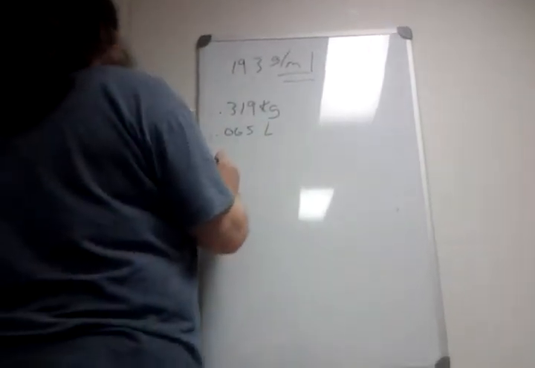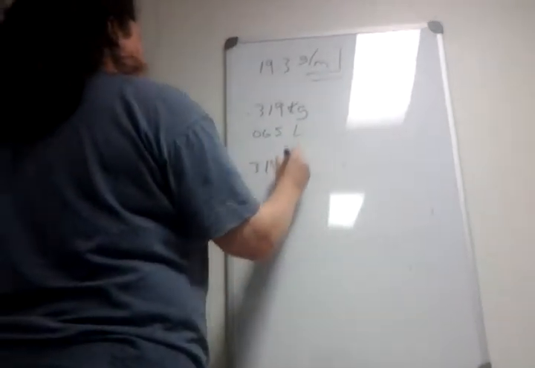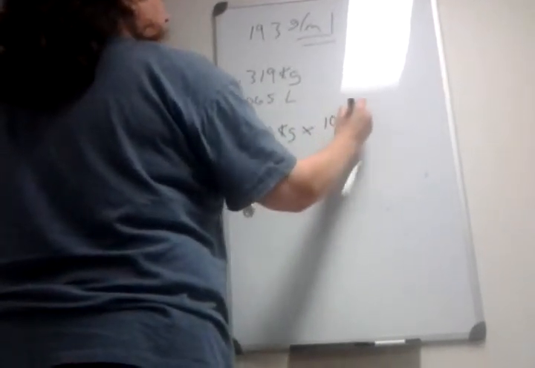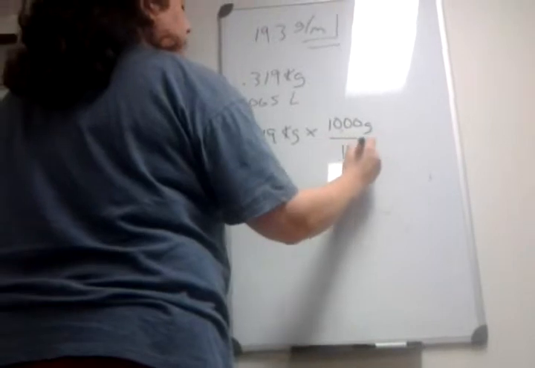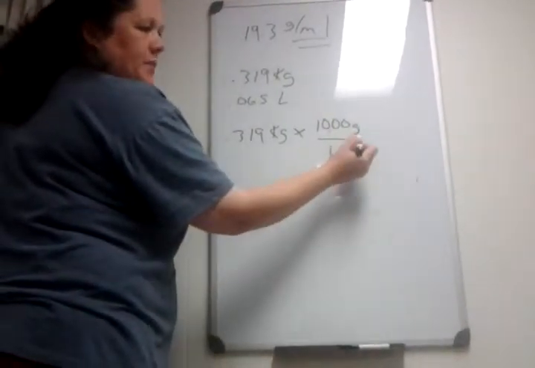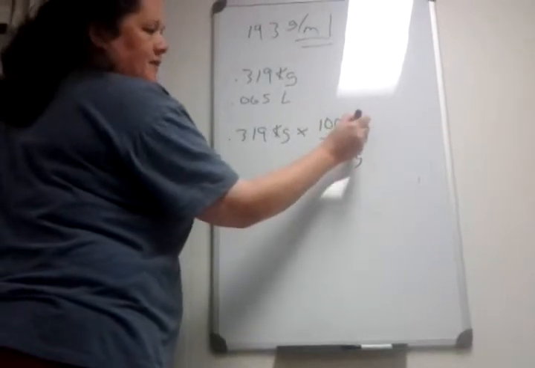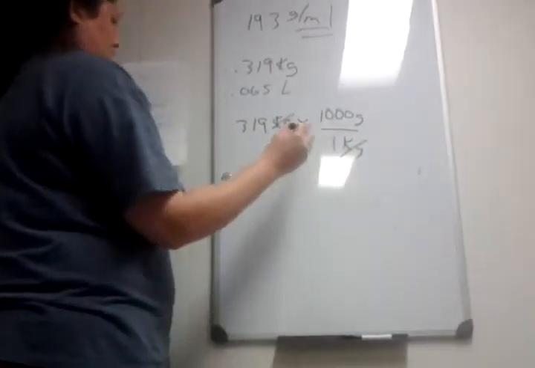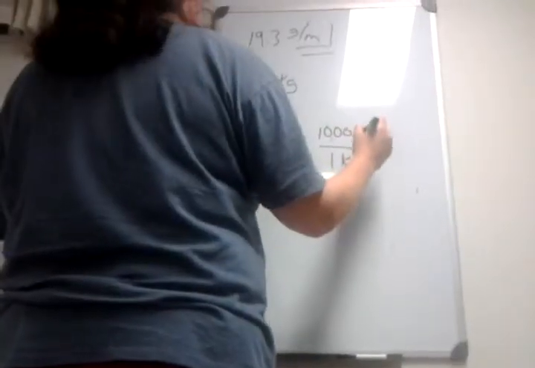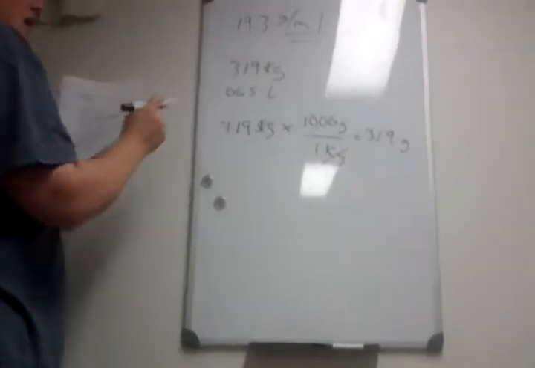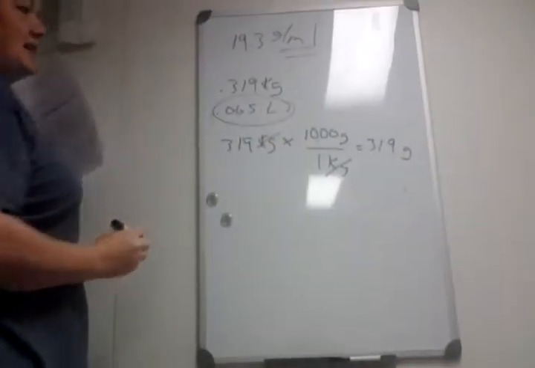So the first thing we have to do is take the kilograms. We know there's 1,000 grams in 1 kilogram. Remember, we want it on the bottom so we can cancel each other out, and this is what we want to be left with. What you want to be left with goes up top, what you want to cancel out is on the bottom. We canceled them out, and we're left with 319 grams.